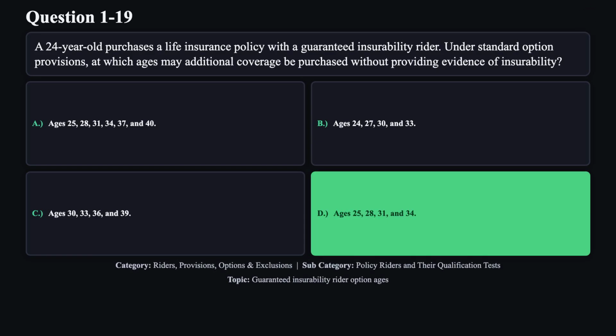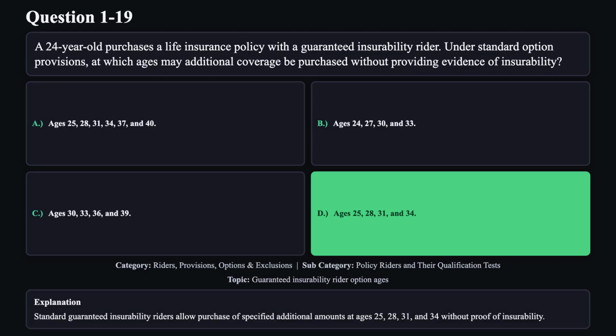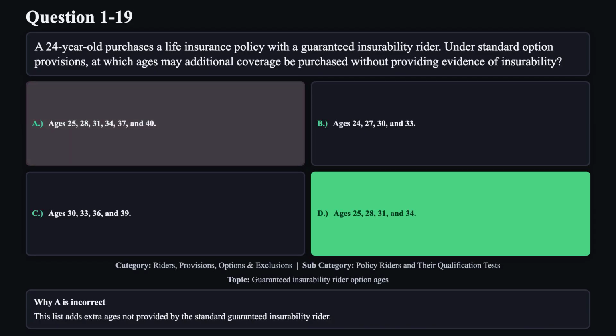The correct answer is D. Standard guaranteed insurability riders allow purchase of specified additional amounts at ages 25, 28, 31, and 34 without proof of insurability. Reason A is not correct. This list adds extra ages not provided by the standard guaranteed insurability rider.